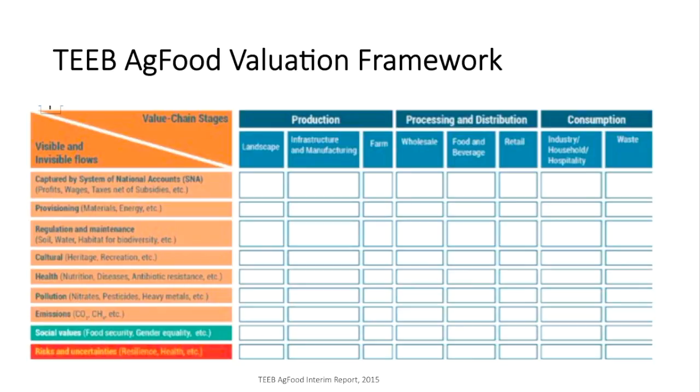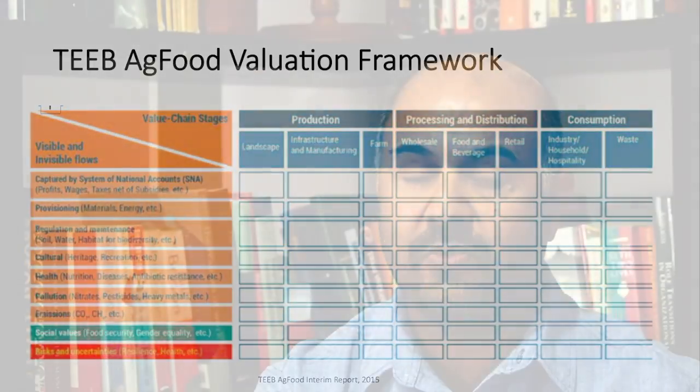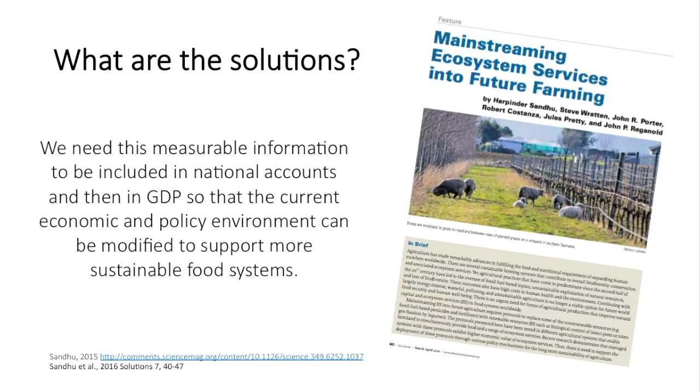So in this regard, the TEEB for Agriculture and Food project is working not only to quantify these externalities, but also working to internalize them into national accounts and also in GDP. For this, TEEB for Agriculture and Food has developed a valuation framework which investigates all 3 sides of the equation that I earlier mentioned, not only the production but also the distribution and consumption side as well. So we need this measurable information to be included in national accounts and then in GDP, so that the current economic and policy environment can be modified to support more sustainable food production systems.